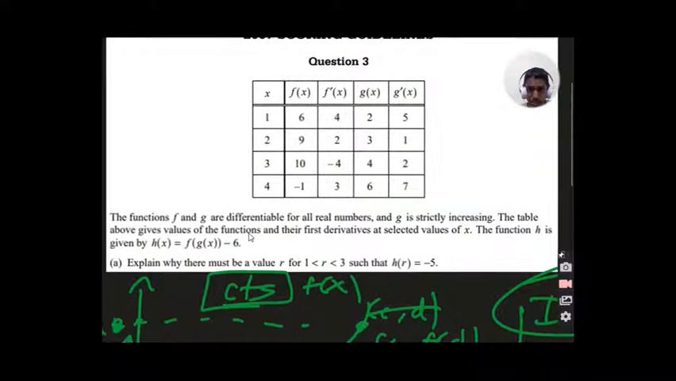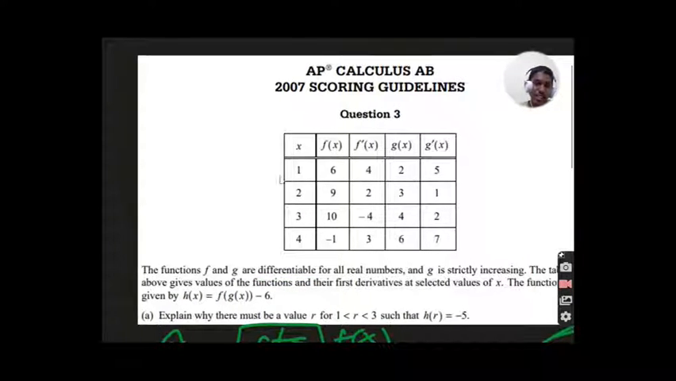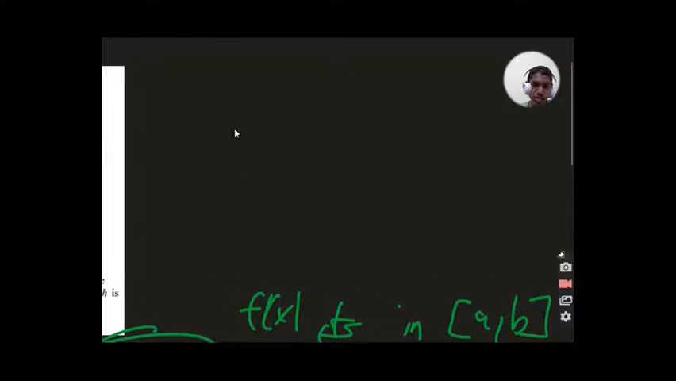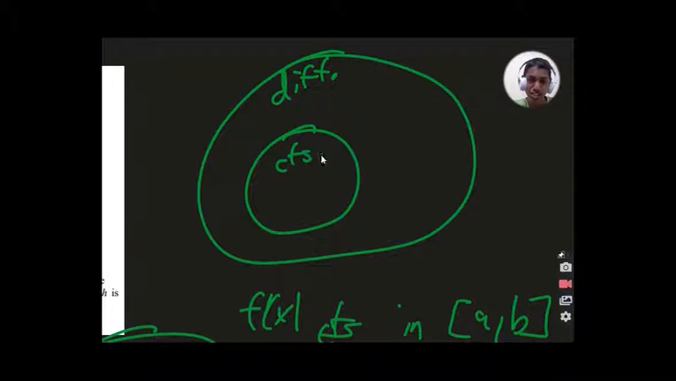Okay, so let's look at this. Question 3. Function f differentiable and g strict. Okay, so what does differentiable mean? Differentiability implies continuity. We'll get to more on differentiability later, but basically if you want a Euler diagram, I like Euler diagrams because they're very helpful. This is all the differentiable functions. This is all the continuous functions, right? They're inside. Note that.